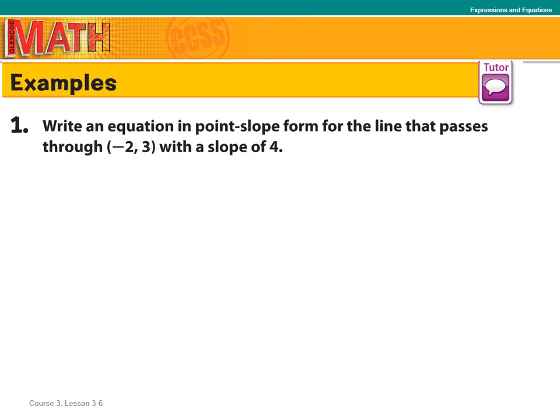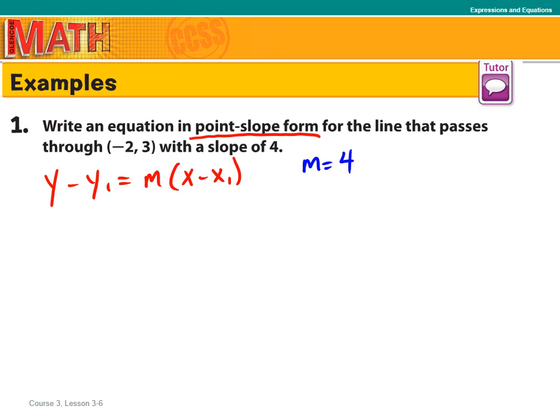Let's look at example number 1. Write an equation in point-slope form for the line that passes through -2 and 3 with a slope of 4. So they want us to write an equation in point-slope form. So that's going to be y minus y1 is equal to m times, in parentheses, x minus x1. The slope is given to us. m is equal to 4.